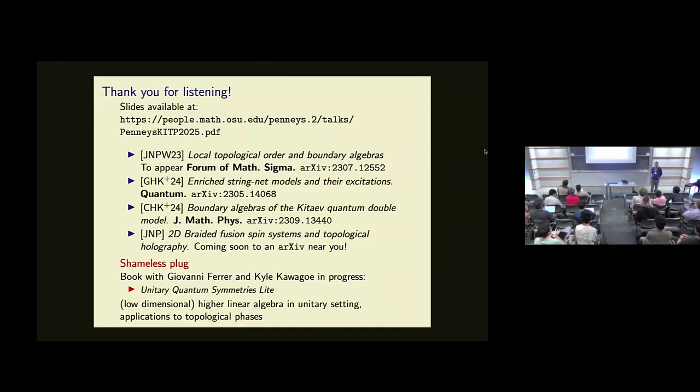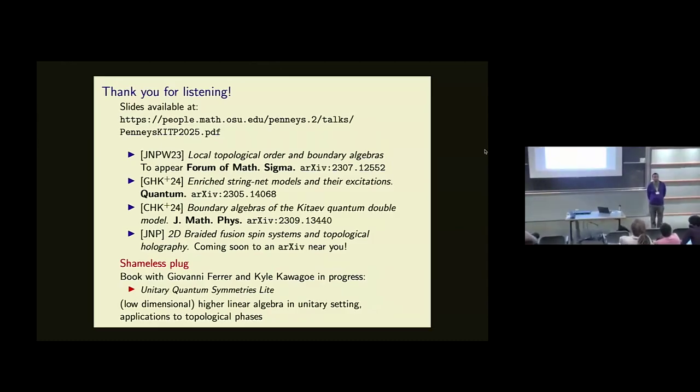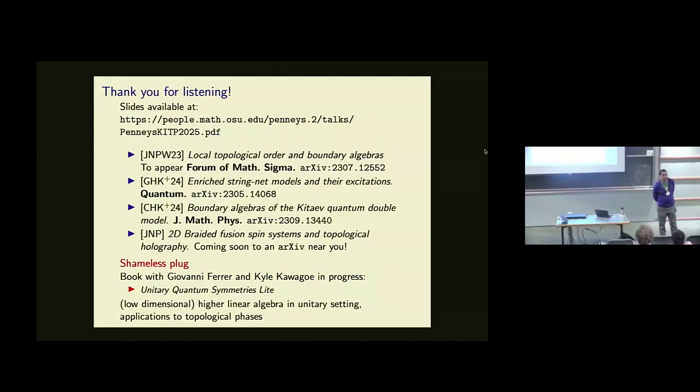Do you have any example which has LTO1 but not LTO2? That's a great question. I don't know any example that satisfies LTO1 but not LTO2. Great question.